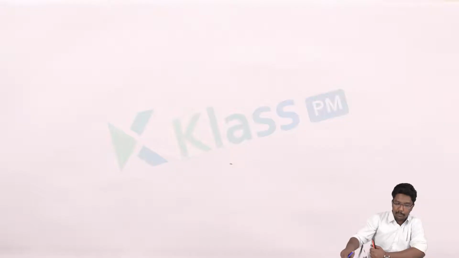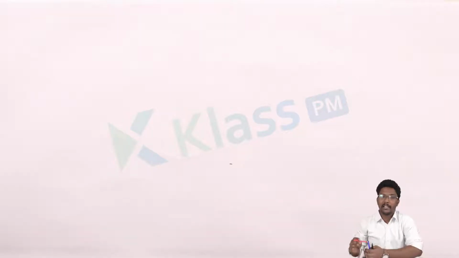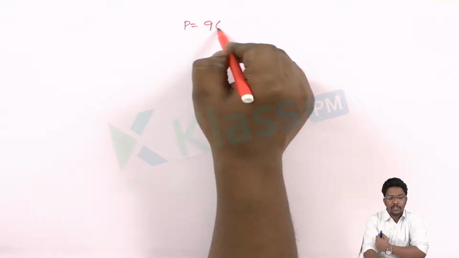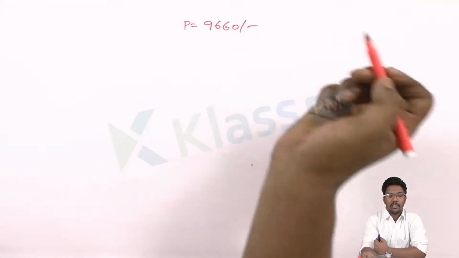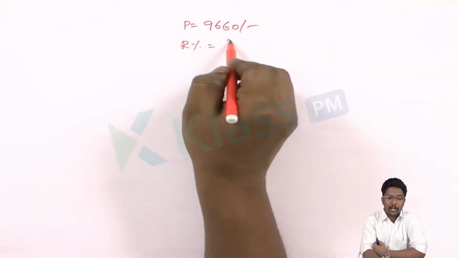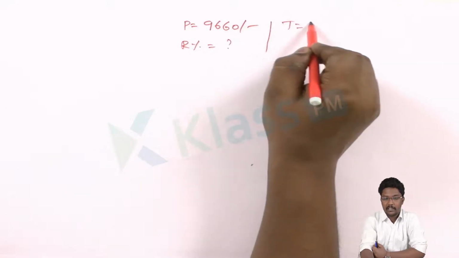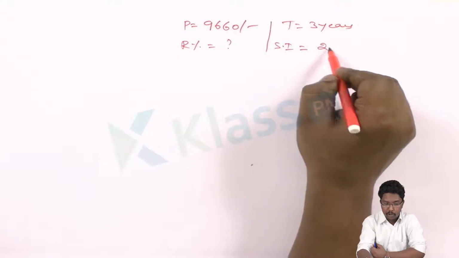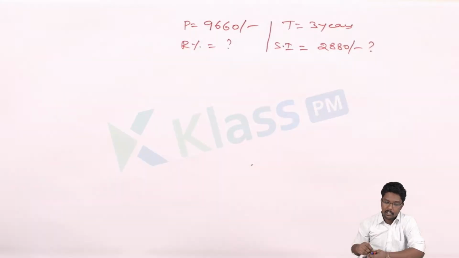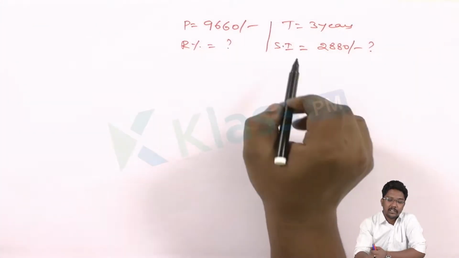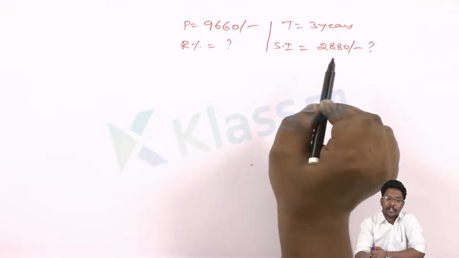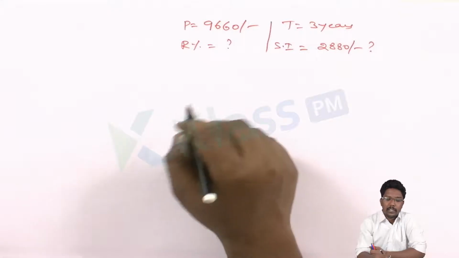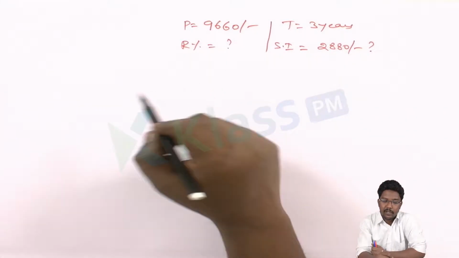I am discussing another problem based upon this type. Calculating the rate of interest. Okay. So, my principal amount is 9660 rupees. Let us assume. Rate of interest, I don't know. Then time period is 3 years. And the simple interest I am paying is 2880 rupees. So, on what rate of interest does the simple interest become 2880 rupees on 9660 rupees? Simple, so rate of interest is the same for every year.